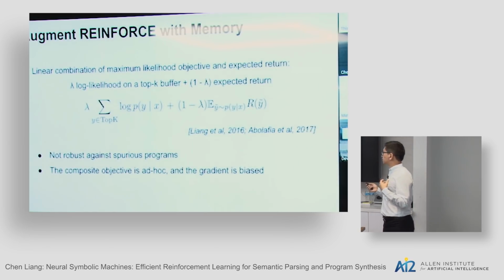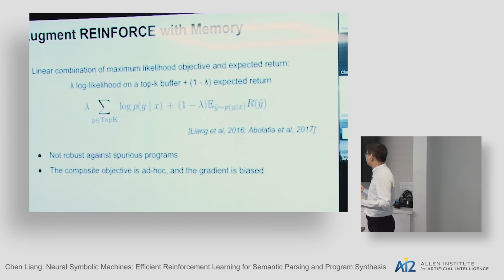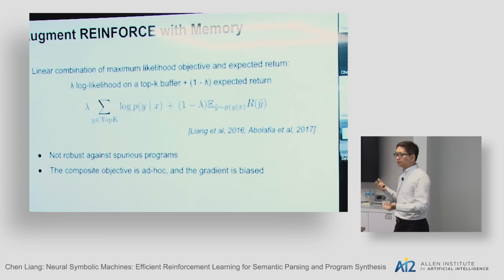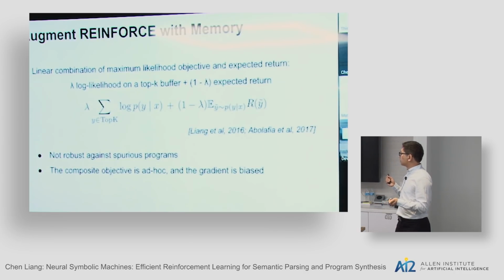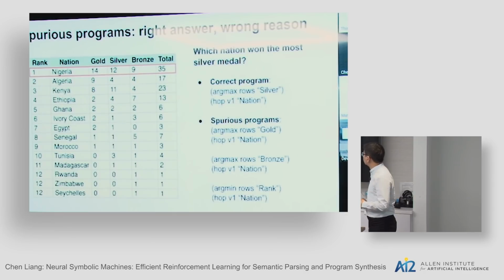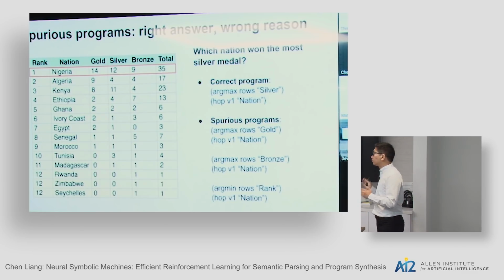But the problem is, first, this is ad hoc, just combining two training objectives. And the gradient is biased. It's not the true policy gradient. And another problem is this is not robust against spurious programs. So what are spurious programs? Spurious programs basically means the programs that get the right answer, but for a wrong reason.